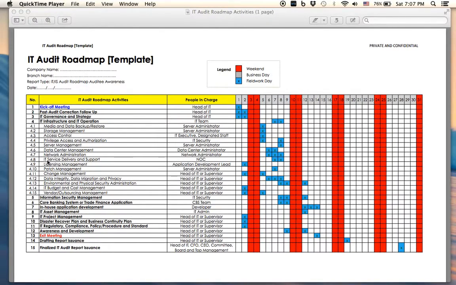So the next is IT service delivery and support. You may involve the network operation center, NOC, or other organization. We can say the IT support or help desk, something like that.